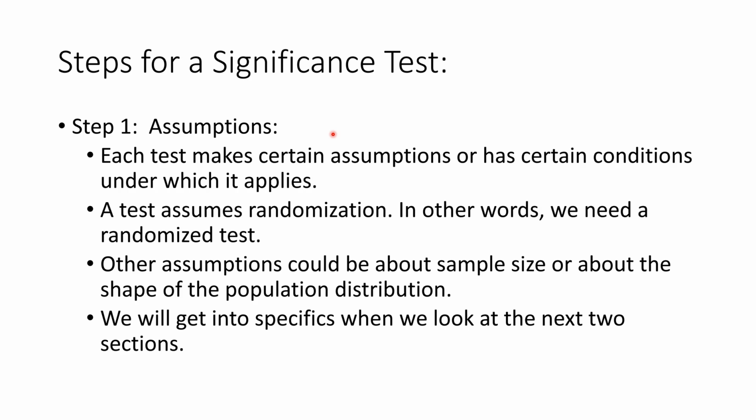The first step of a significance test is about making some assumptions. Each test makes certain assumptions or has certain conditions under which it applies. A test assumes randomization. In other words, we need a randomized test. Other assumptions could be about sample size or about the shape of the population distribution. We will know more when we look at the next two sections.